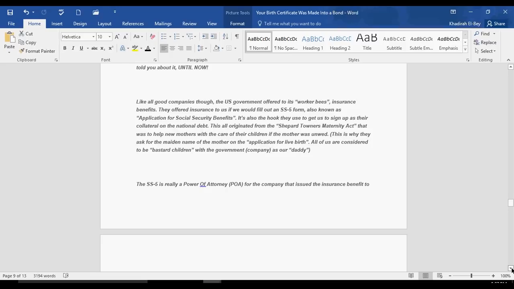for mothers who were unwed. This is why they asked for the maiden name of the mother on the application for the live birth.